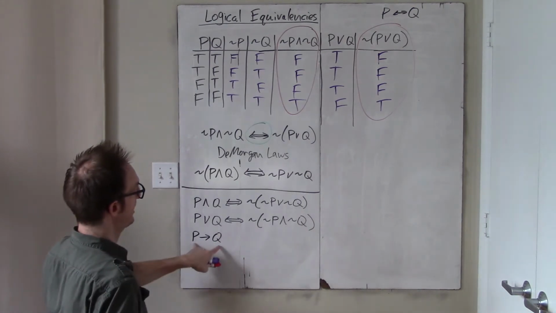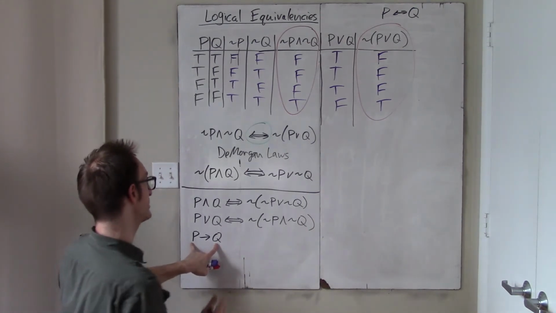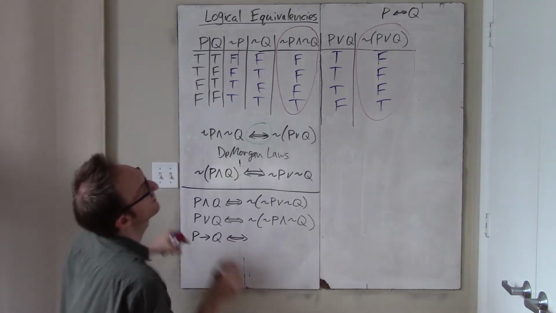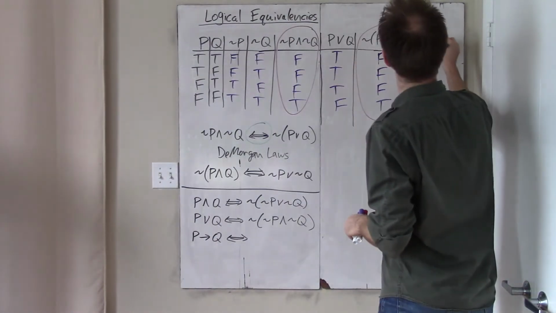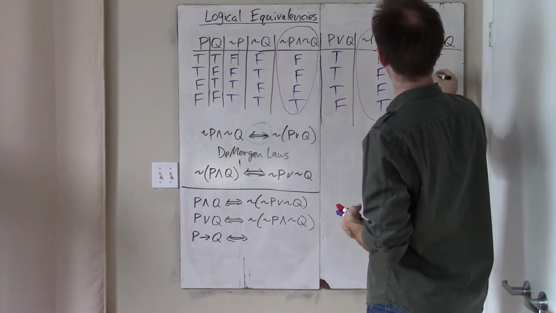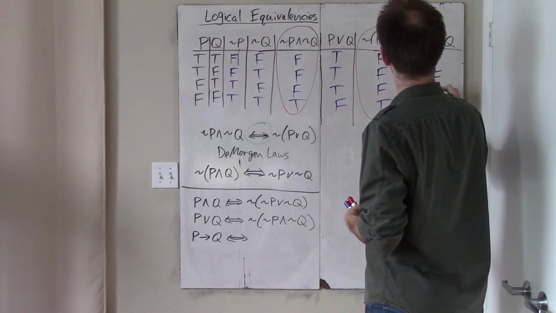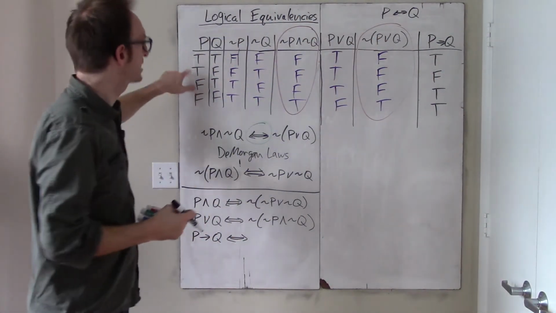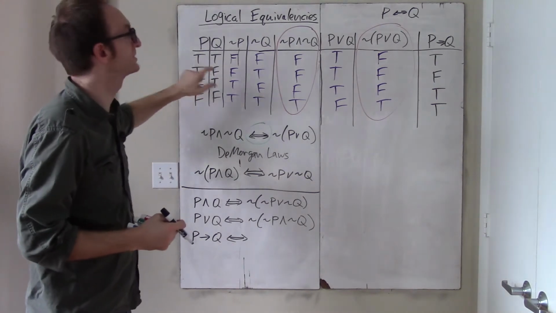Because if I want to decompose if P then Q, well, we've already seen. Did I erase it? We've just seen. I'll just rewrite it here really fast. The truth table for P arrow Q, we spent a long time in class on this. It's true, false, true, true. In other words, it's false only when P is true and Q is false.